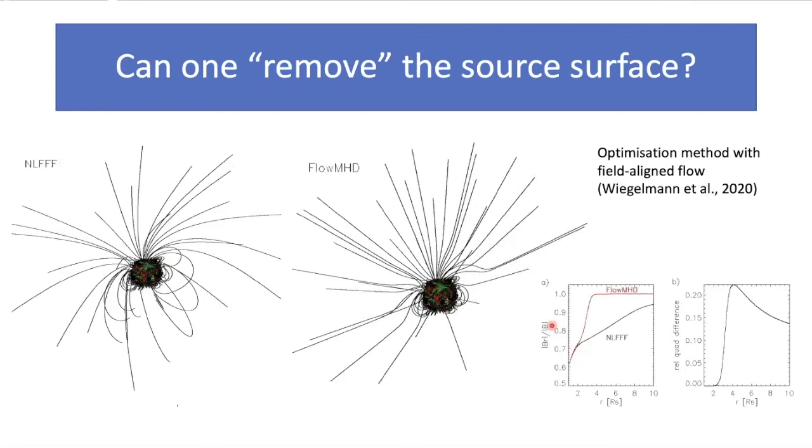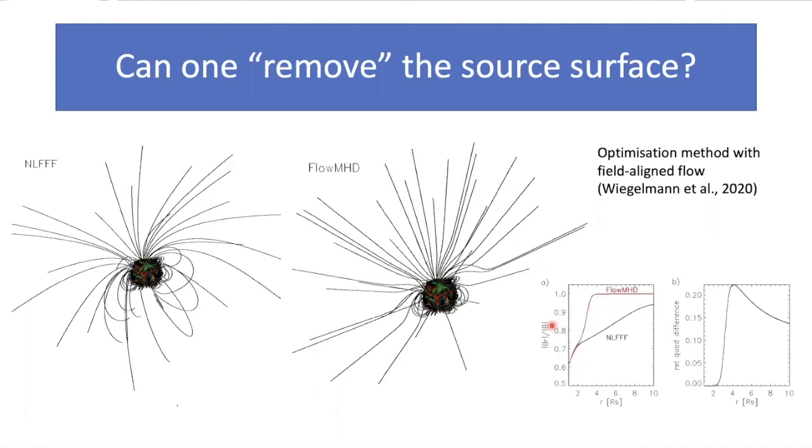So here, this is in a paper again led by Thomas Wiegelmann, where we've tried to modify the optimization method to include field-aligned flows on top of gravity and pressure. This is from a 2020 paper in Solar Physics. Here we show a comparison. The outer boundary here is 10 solar radii, I have to say.